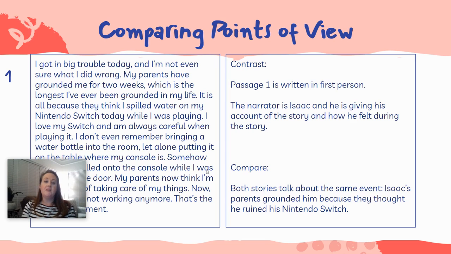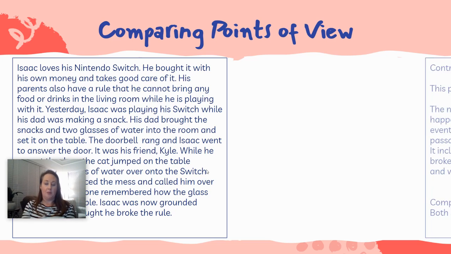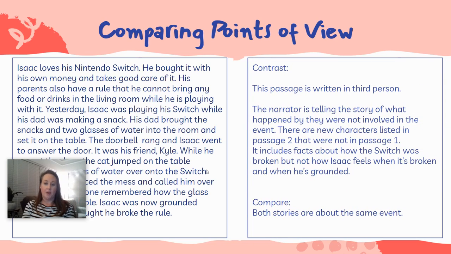But both of these stories are alike in that they're both talking about the same event, in how Isaac is grounded because they thought he ruined the Switch. So let's look at our second passage and how it is alike and how it is different from passage 1.